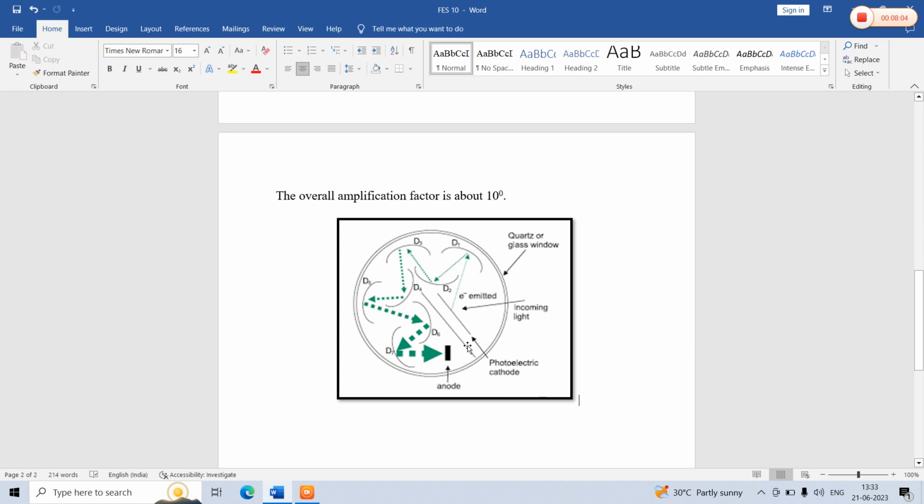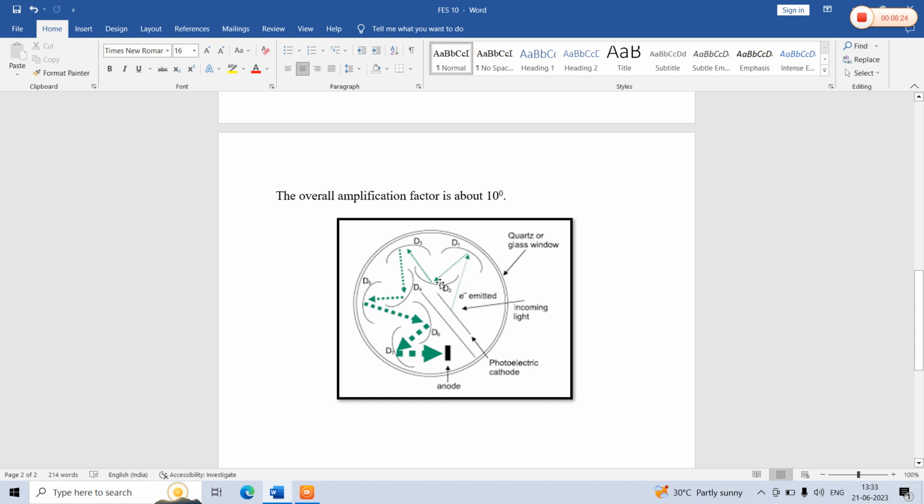Here the cathode is there. This line is nothing but the cathode. This arrow indicates the cathode. This cathode is made up of an alkali metal oxide surface. Sorry, incident light is incident on its surface, and here the ejection of electrons takes place towards the first dynode.